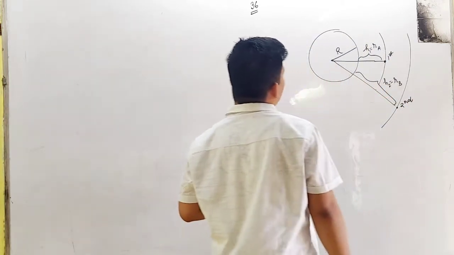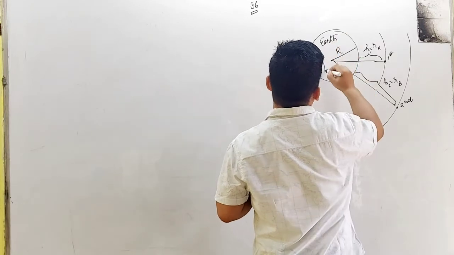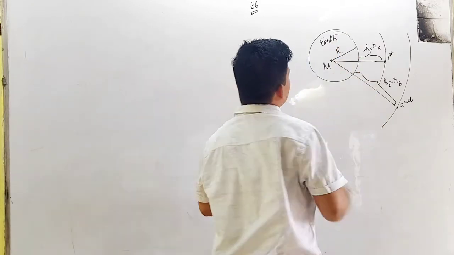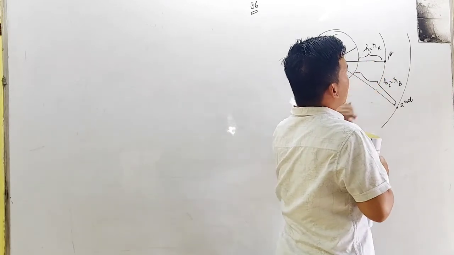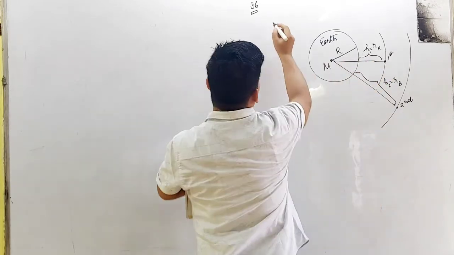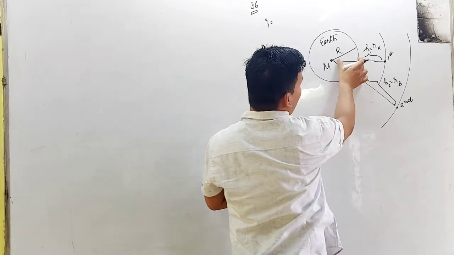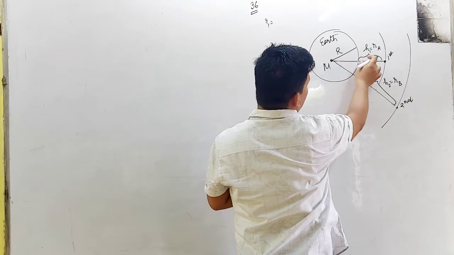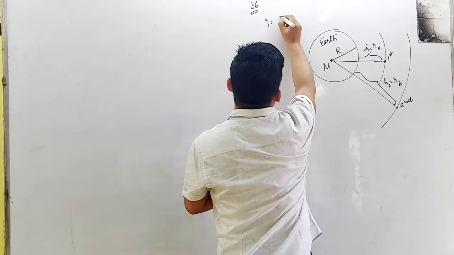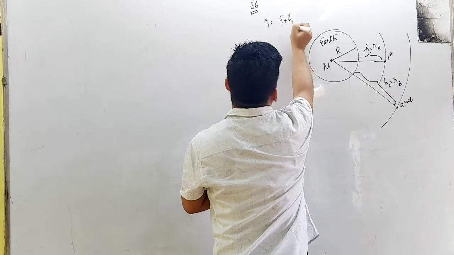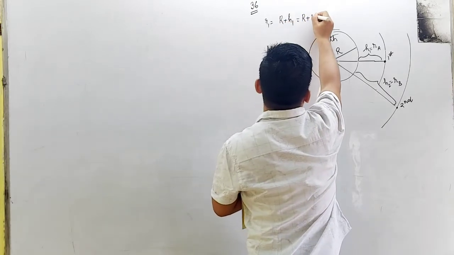The Earth's radius is R. The first satellite is at a radius, so what will be the effective radius R1? R1 is measured from the center to the satellite. This is the Earth's radius plus the height, so small r1 equals R plus h1, which is R plus RA.